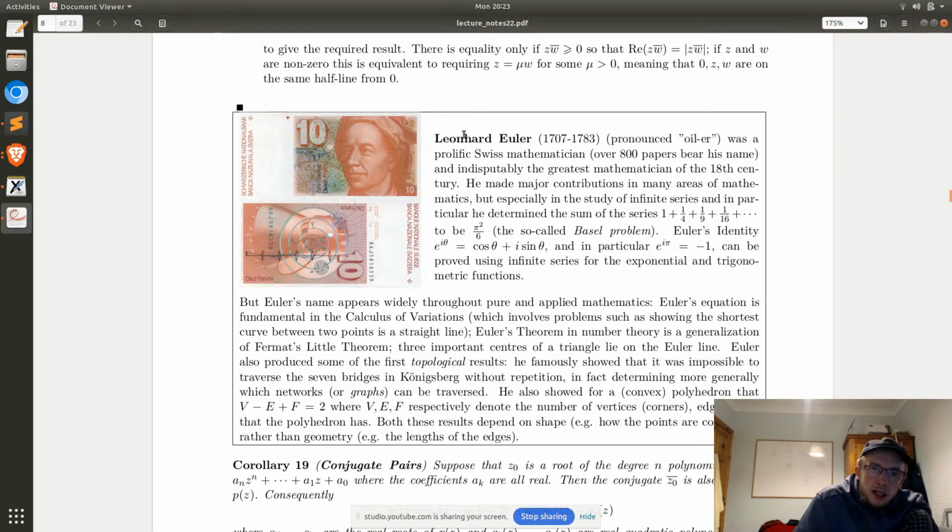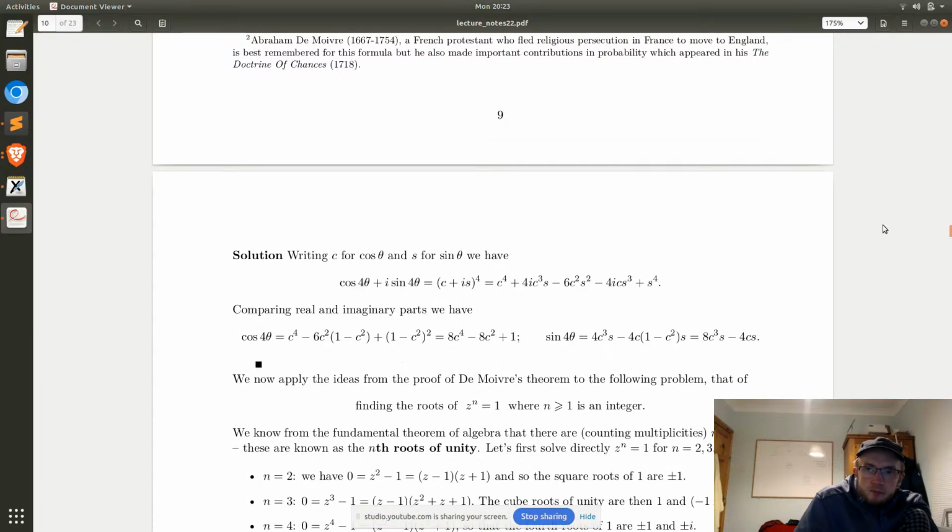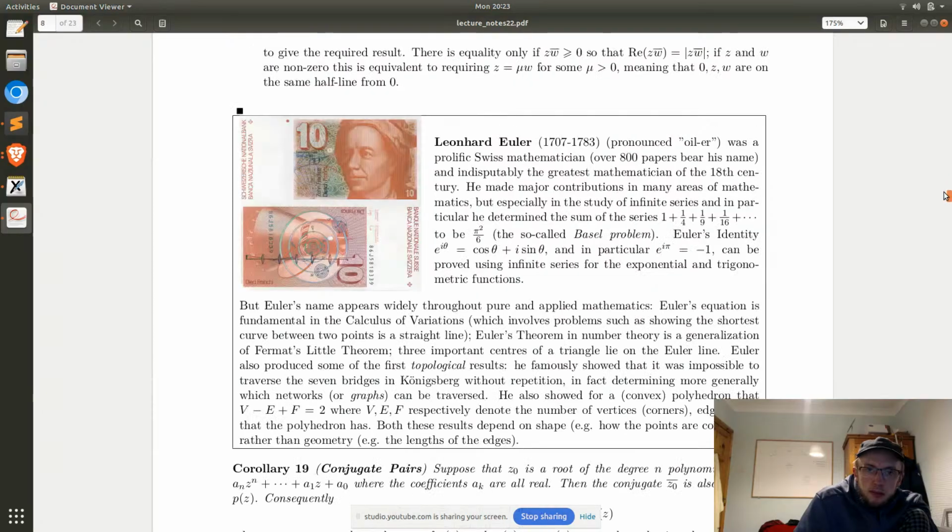I'll begin again. Leonhard Euler was a prolific Swiss mathematician. Over 800 papers bear his name, and indisputably the greatest mathematician of the 18th century. He made major contributions in many areas of mathematics. Don't know what that was.